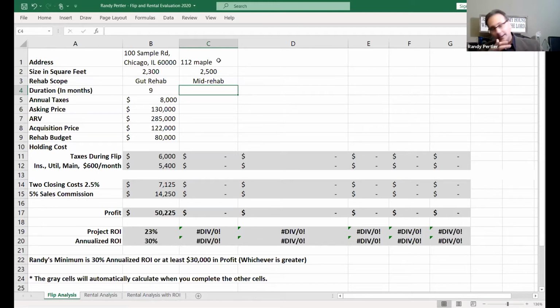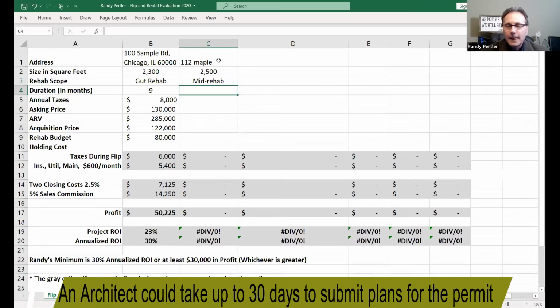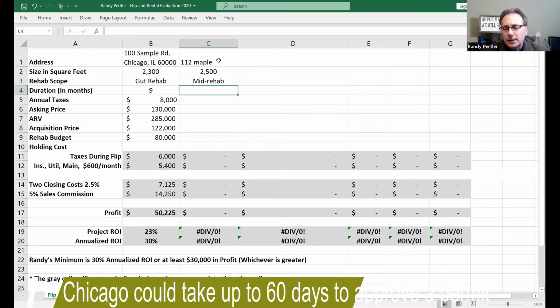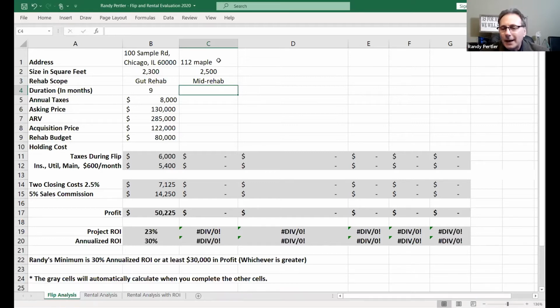Then I give him feedback and ideas, and maybe I want to walk through the property with him. Here's what I'd like to do. Well, you can't do that because of this, this, and this. He does all the measurements. By the time we're back and forth, it's usually 30 days before we're submitting for the permit. In the city of Chicago, if you're lucky, the permit will take 2 months to get. So we're at 3 months and we haven't even started the project.